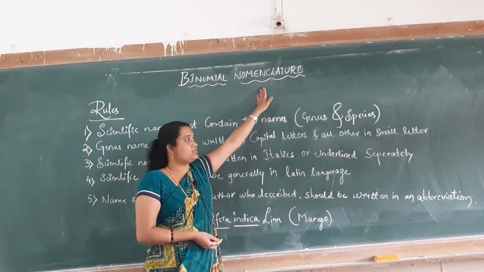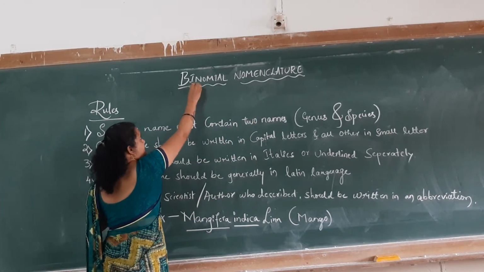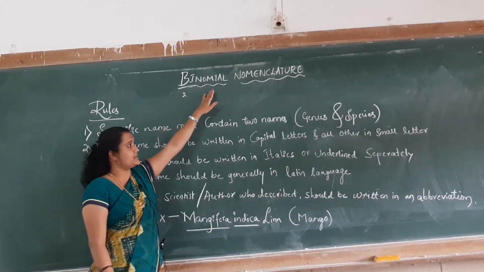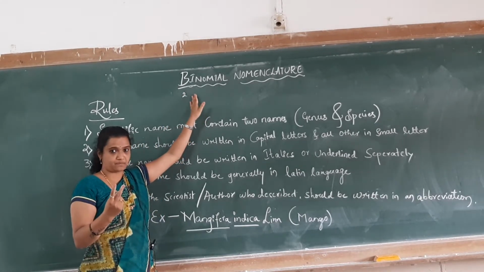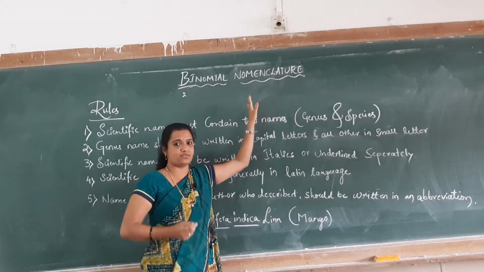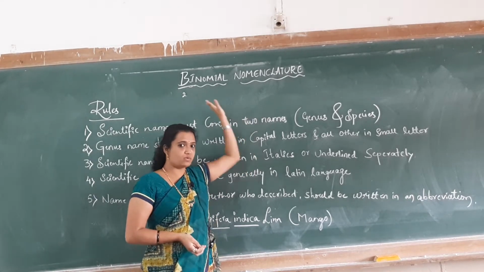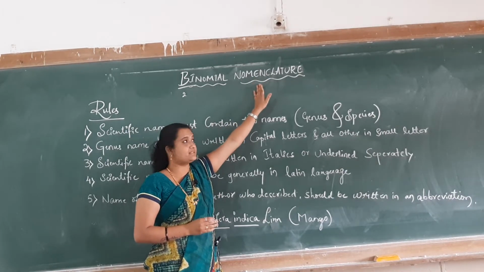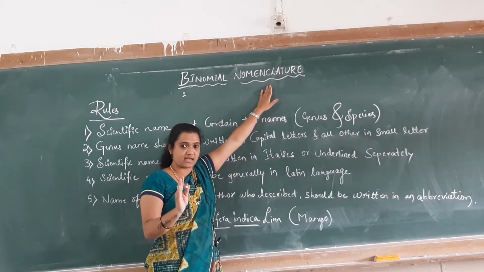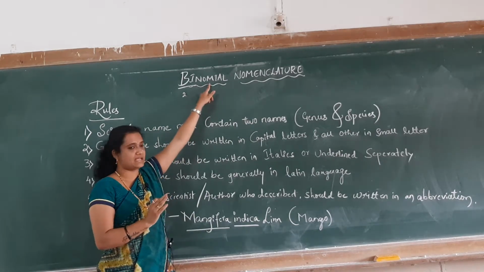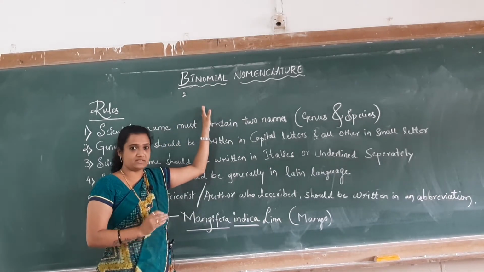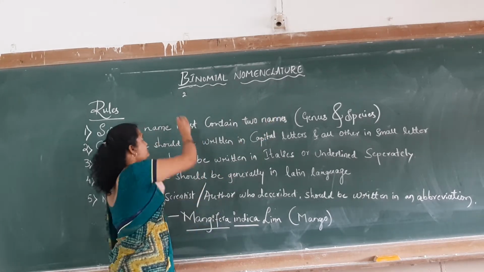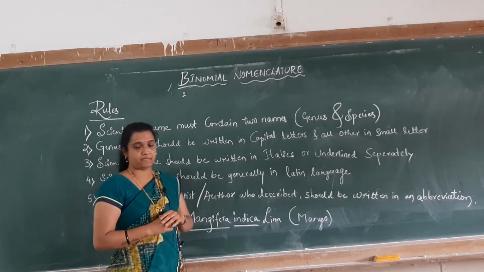Here, bi refers to two. Binomial means two names. Nomenclature is the process of naming organisms. The word suggests that it is a scientific method of naming living organisms by two names. We say it as binomial nomenclature. I hope this is clear.